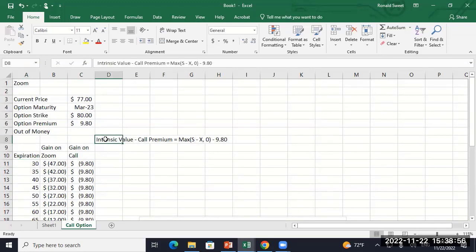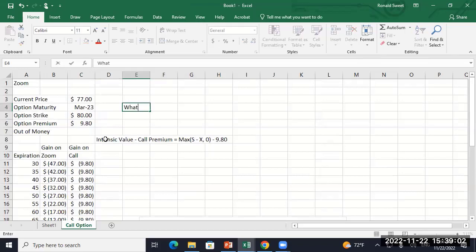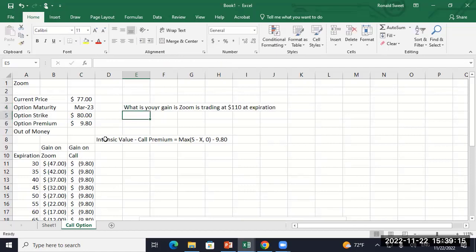On the exam, you have to calculate one of these. So I might say you did this option. What is your gain if Zoom is trading at $110 at expiration? That could be an exam question.